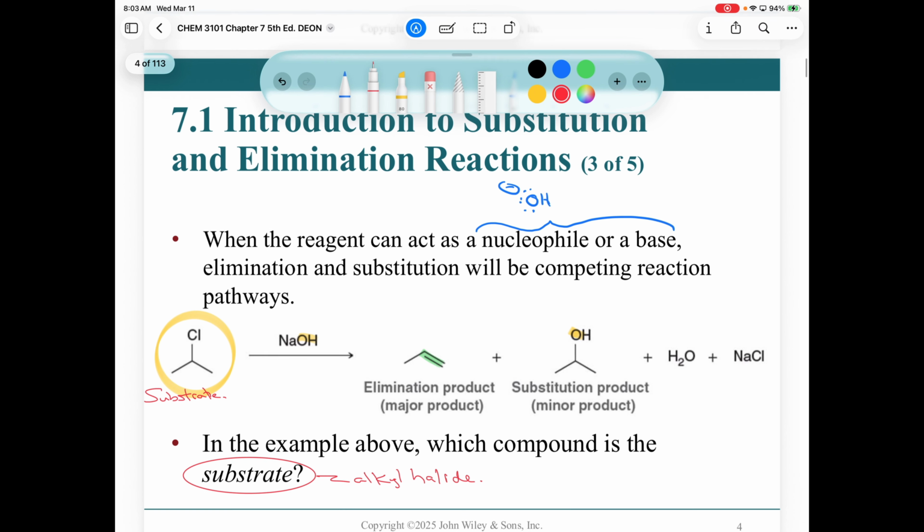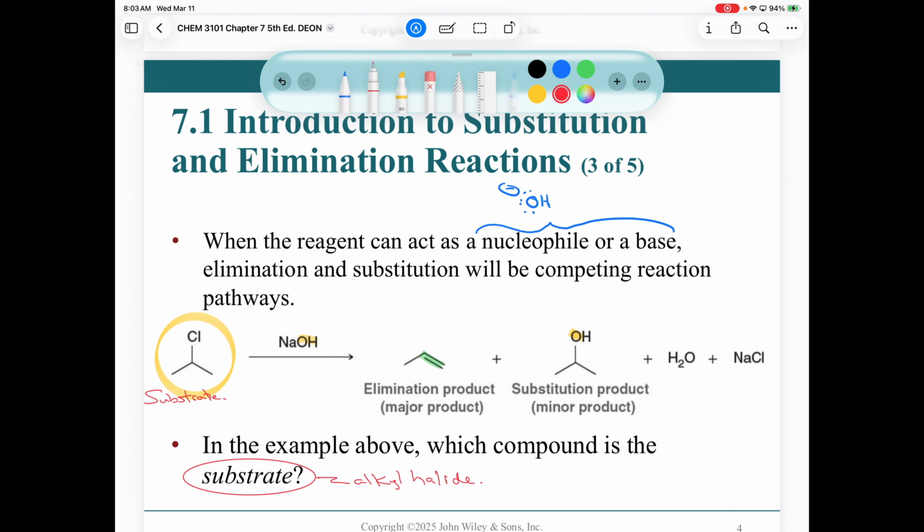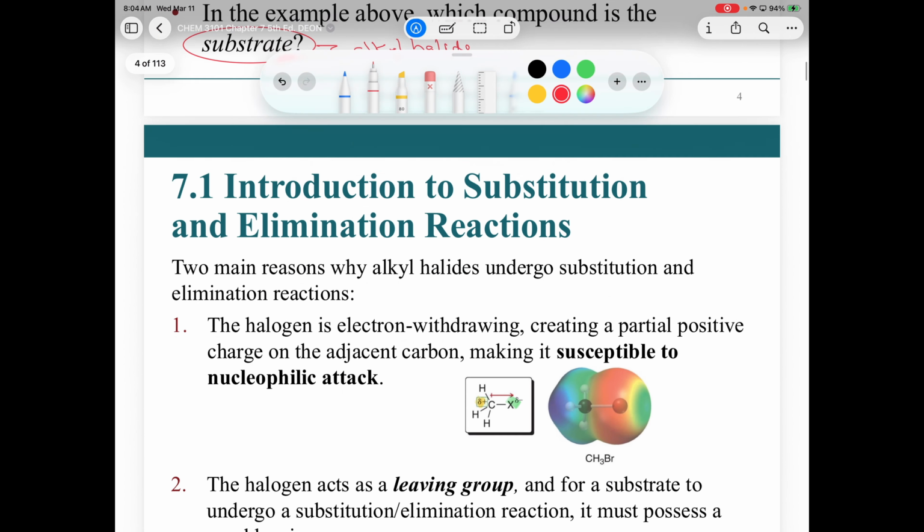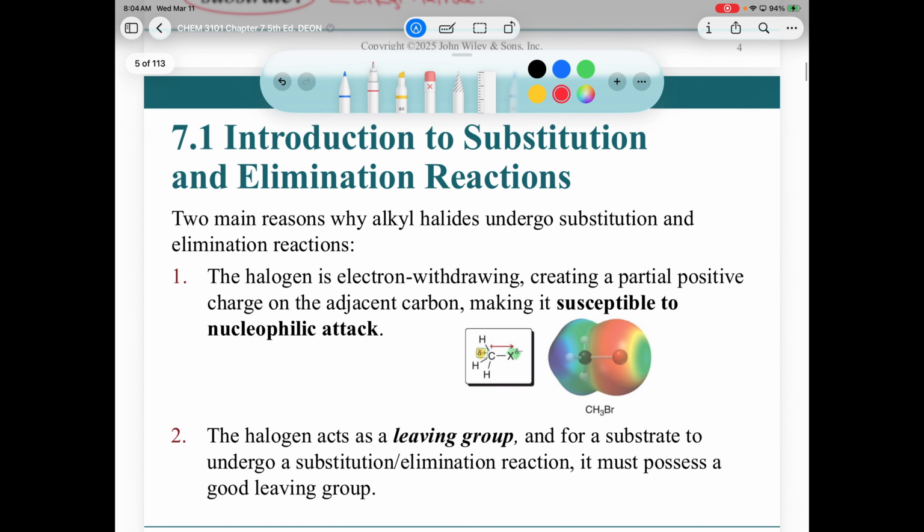Then we said, well, if we have a reagent like a hydroxide, which can function as a nucleophile or a base, we're going to end up with mixtures in a lot of cases. And you and I have to be able to say, well, this is going to be the major product, this is going to be the minor product. And so I'm going to guide you through that over the course of this chapter.